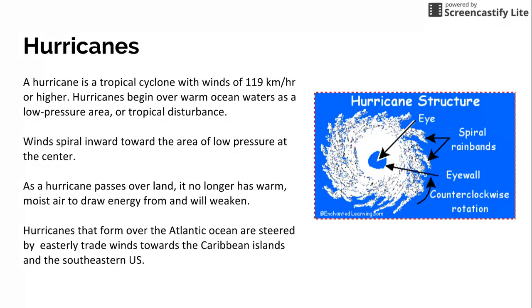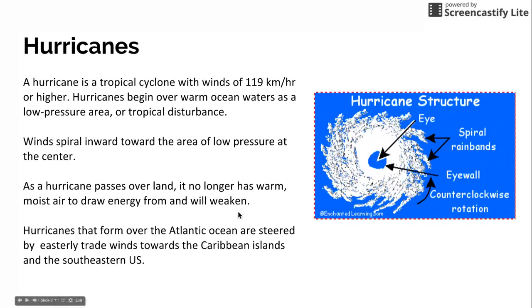So a hurricane is a tropical cyclone with winds of 119 kilometers per hour or higher. They begin over warm water as a low pressure area or a tropical disturbance. The winds spiral inward toward the area of low pressure at the center, which is called the eye. As a hurricane passes over land, it no longer has that warm, moist air to draw energy from, and it will start to weaken. Hurricanes that form over the Atlantic Ocean are steered by the easterly trade winds towards the Caribbean islands and the southeastern United States.